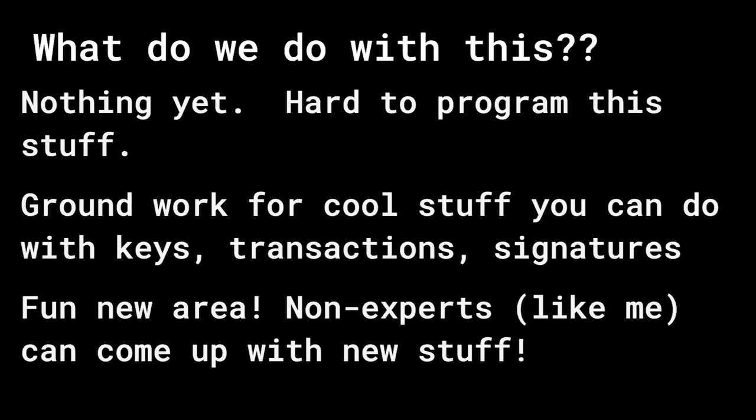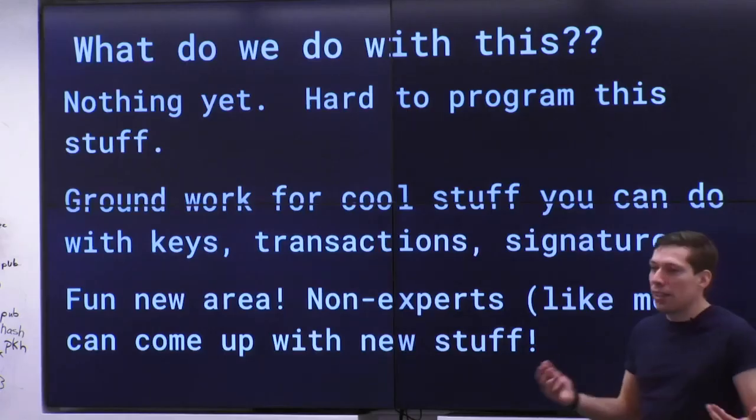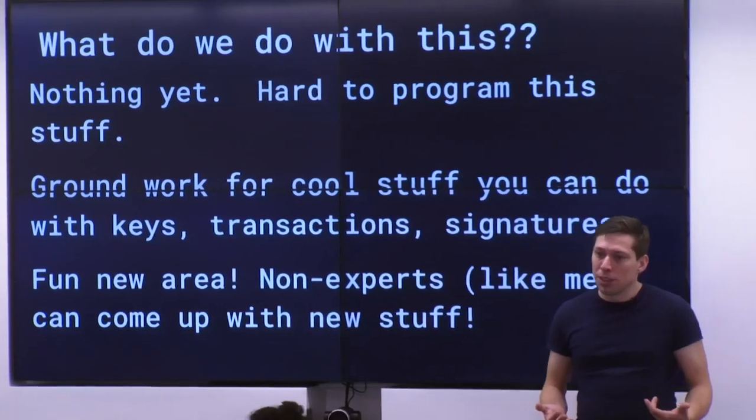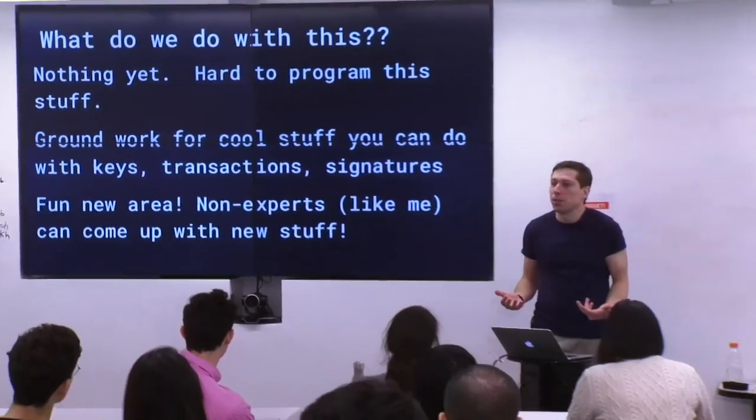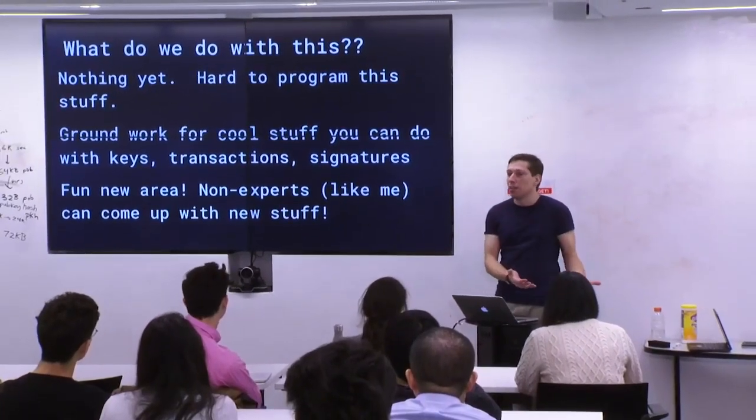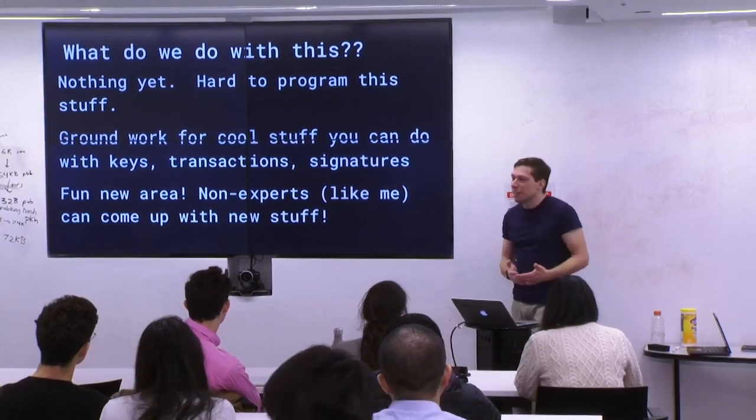What do we do with this? So we're not going to do anything yet in terms of problem sets. It's a little hard to program it directly, but there's libraries, and the libraries have fairly easy use where it's like, multiply by G is a function, and multiply by this point is a function. So this is groundwork for cool stuff you can do, and it's really nice because it's a new area. And I'm not an expert on this, but I've come up with stuff that people have cited me on, and they're like, yeah, I guess no one thought of that before. There's a lot of things.